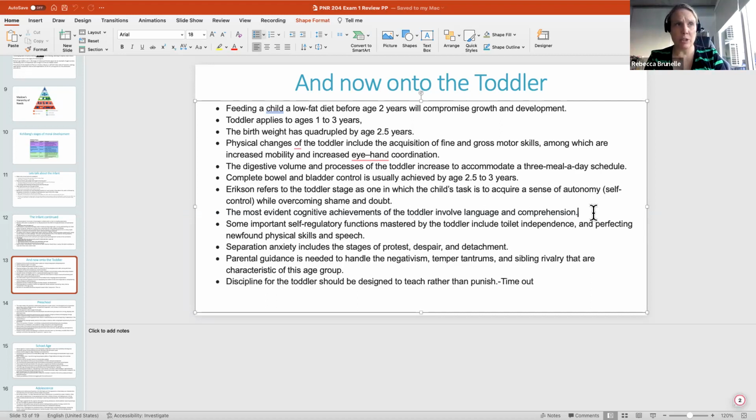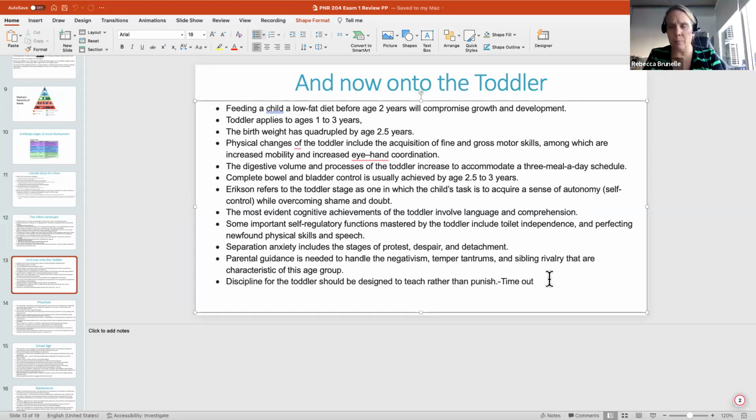They do a lot of language development. This is their stage where they really develop that sense of autonomy. The main thing is potty training. And then kind of getting into negativism, temper tantrums, and timeout.